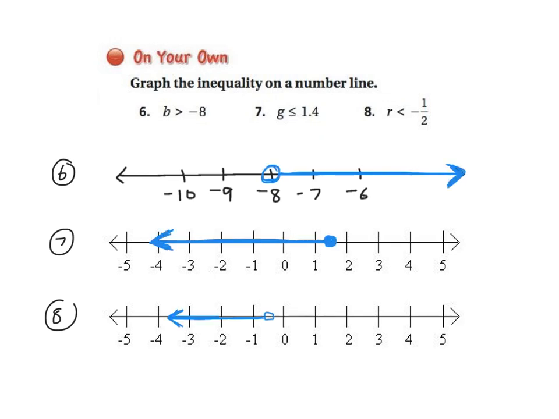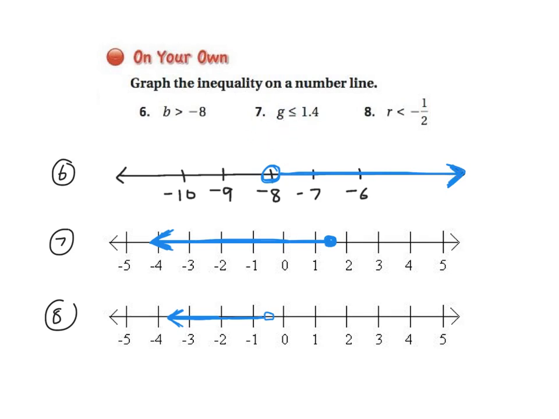Okay, let's go ahead and check our answers. So for number 6, the inequality reads b is greater than -8. So I'm going to use an open circle because it is also not equal to. And since it's greater than -8, I'm going to graph the numbers to the right. So an open circle with an arrow to the right.